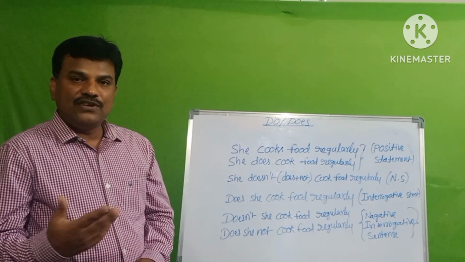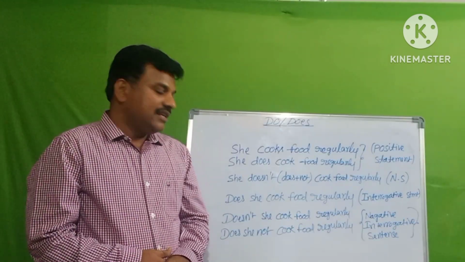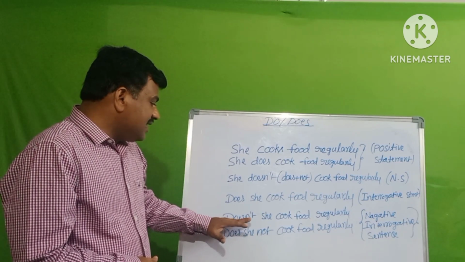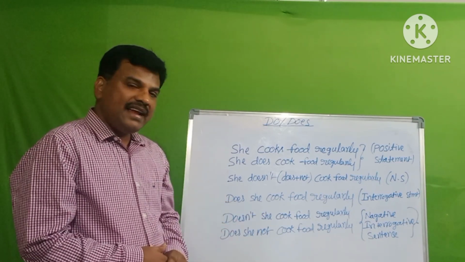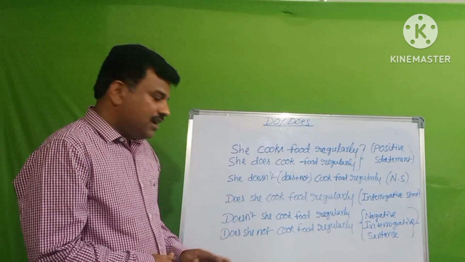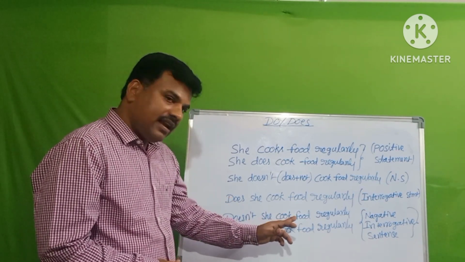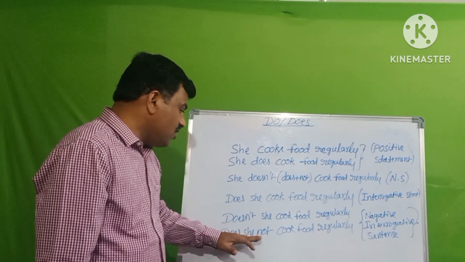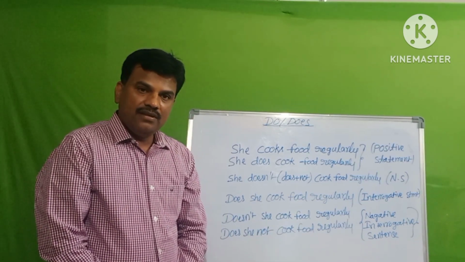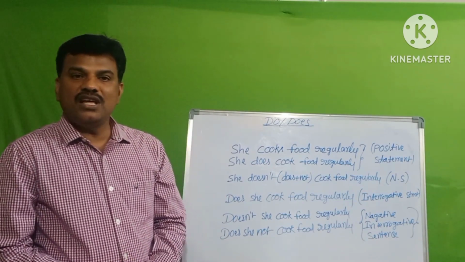In the same fashion, the negative interrogative statement: doesn't she cook food regularly? Just we are adding not to the helping verb does. Doesn't she cook food regularly? In the same way, we can use the same statement in another form. Does she not cook food regularly? So like that, we can use the negative interrogative statement.